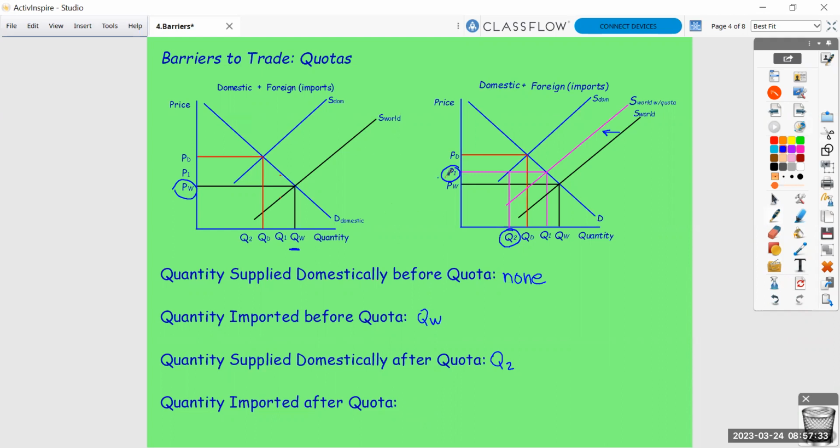Okay, let's take this a step at a time. We're at P1. We know that Q2 is going to be supplied domestically. How much is demanded domestically? We're going to go from that price over to the demand. And we can see that Q1 is demanded, but only Q2 is being supplied domestically. So how much is going to be imported?